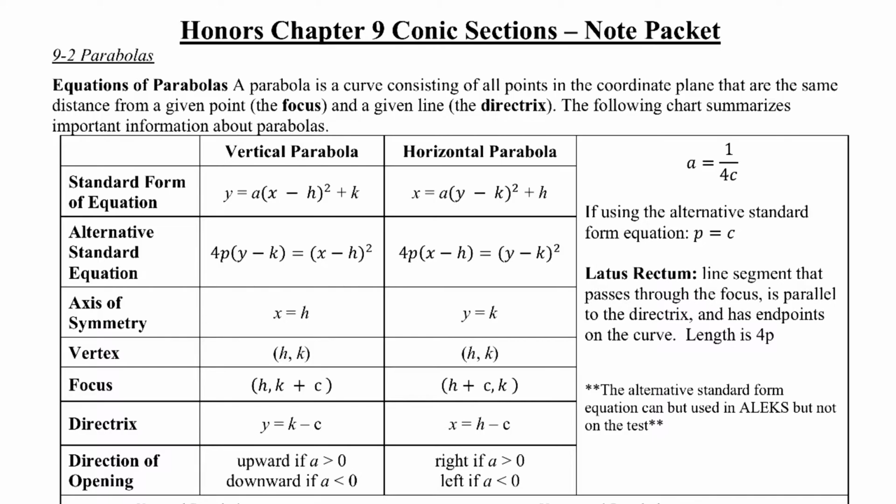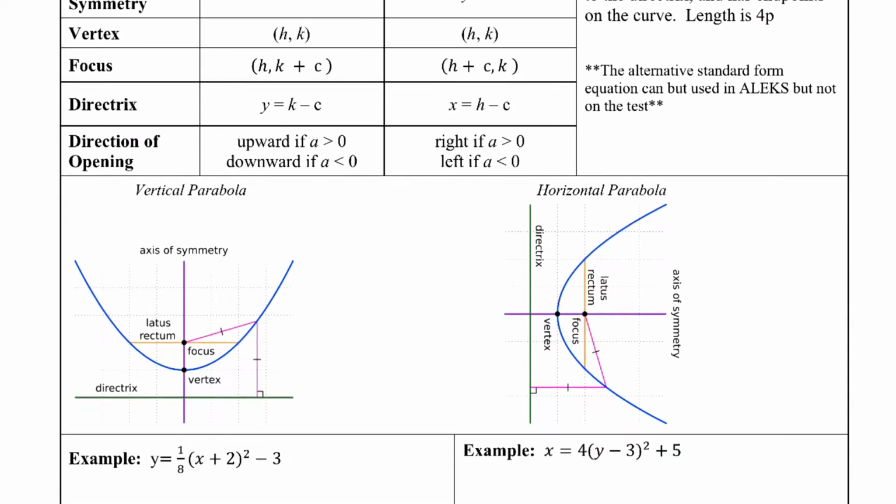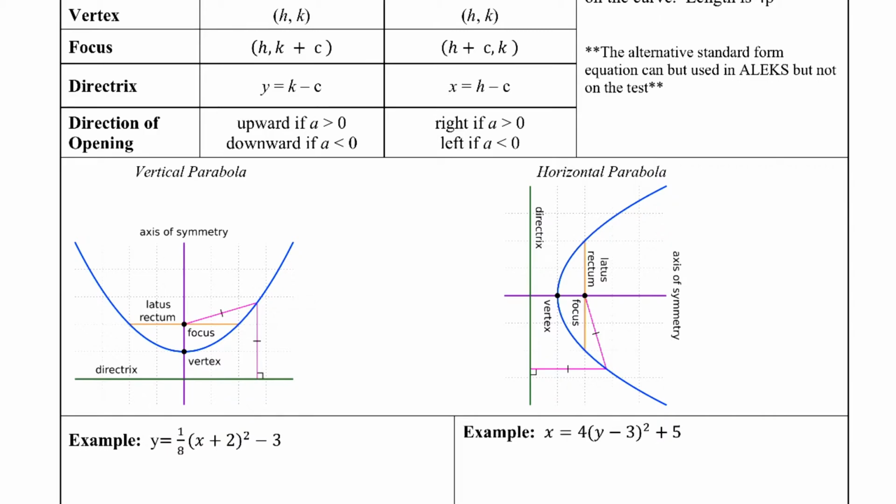Okay. Now first of all, a parabola is a curve consisting of all points in the coordinate plane that are the same distance from a given point, called the focus, and a given line called the directrix. So if we need to see a picture, it's going to look similar to our quadratic equations, but when we're talking about parabolas, we're also including the other parts. So that focus point, the directrix line here, and then also the axis of symmetry.